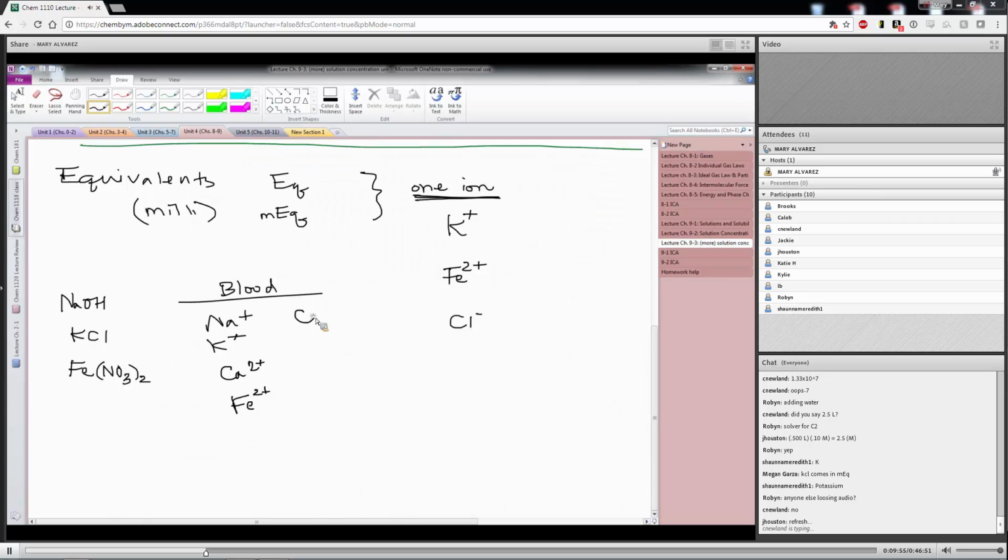You have chloride running around. You have carbonate running around. You have hydrogen carbonate running around. You have phosphate running around, probably hydrogen phosphate, etc. You have lots of ions running around.